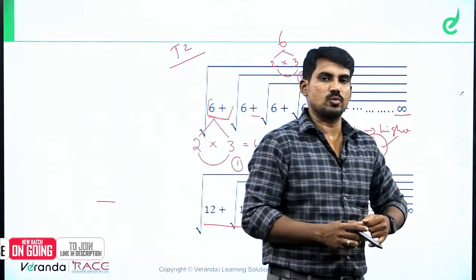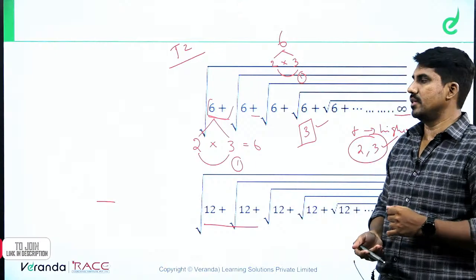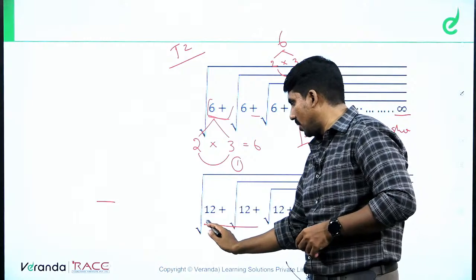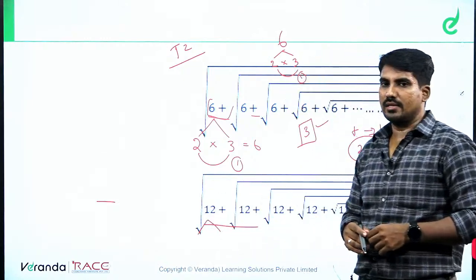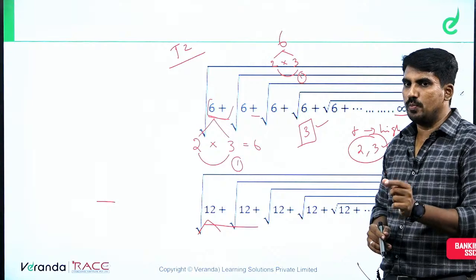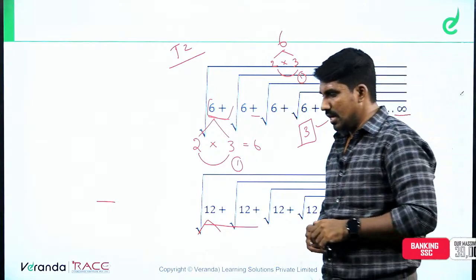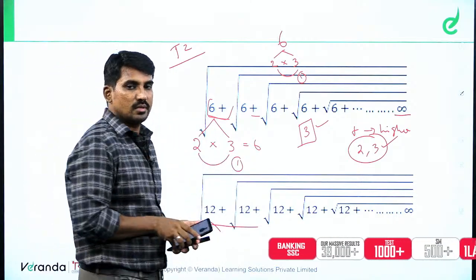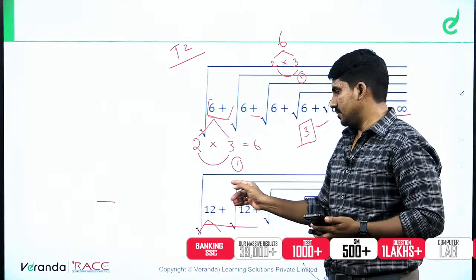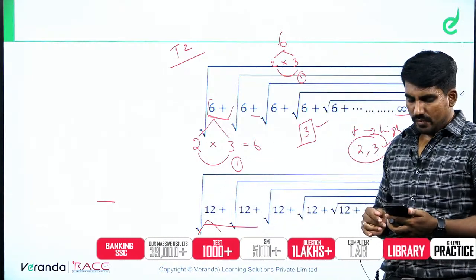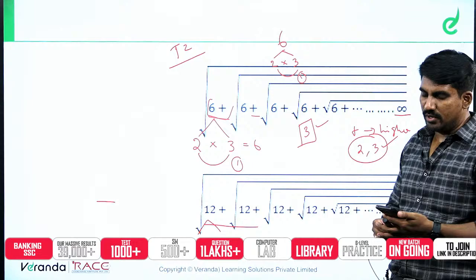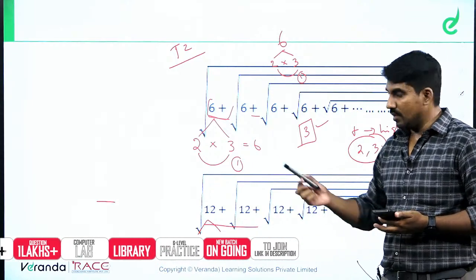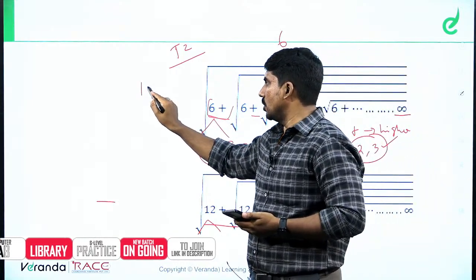What are the factors of 12? 2 is a factor, 6 is a factor, 4 is a factor, 3 is a factor. We have to choose 2 factors, the product of 2 factors, and at the same time the difference should be 1. That is the concept. Clear? We have to choose 2 numbers whose multiplication is 12, but the difference between the 2 numbers should be 1. What numbers can we choose?